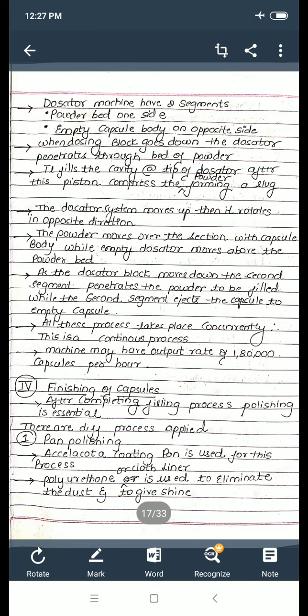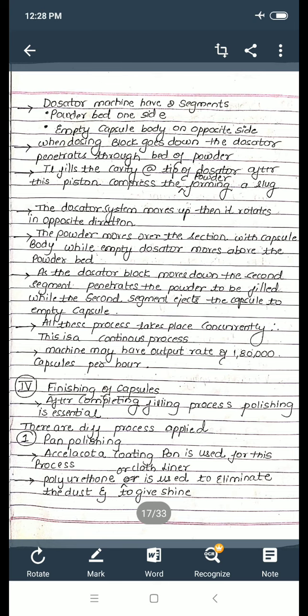So this is about the filling of hard gelatin capsule. So you can either use automatic machine, semi-automatic machine, or a hand operated machine for the production of capsules. Coming to the next point, while manufacturing a hard gelatin capsule is a finishing of capsule. So it is also another important step. After completing the filling process, polishing is very much essential. There are different processes which are applied.